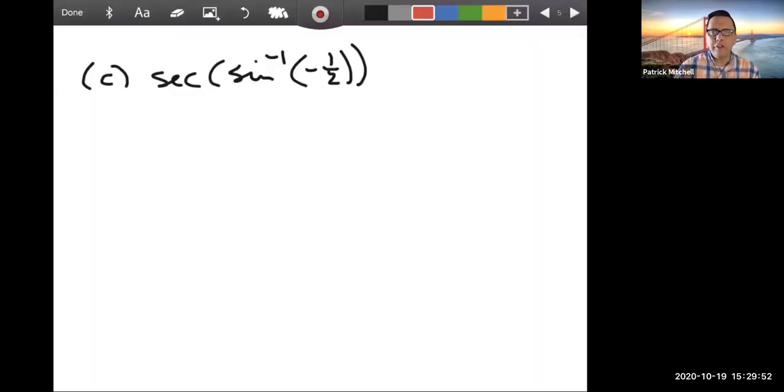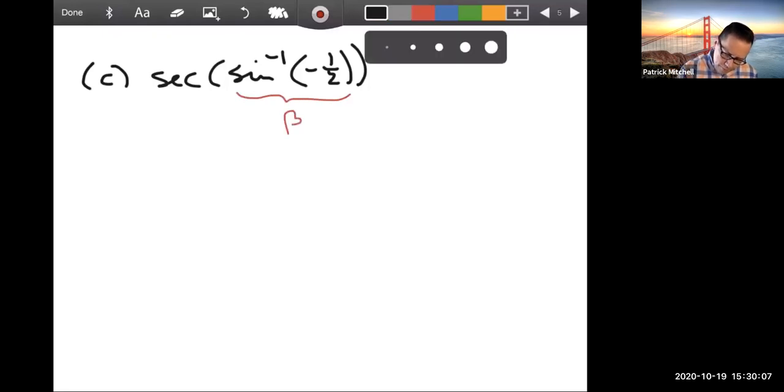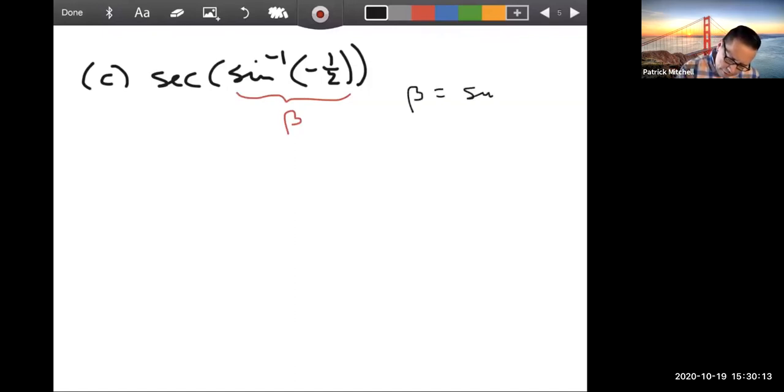I'm going to draw this picture a little different when I get to that part. First of all, what is an inverse trig function? It's an angle, and I will call this one beta. Let's switch back to black pen. So if beta is the inverse sine of -1/2, then that means the sine of beta is -1/2.